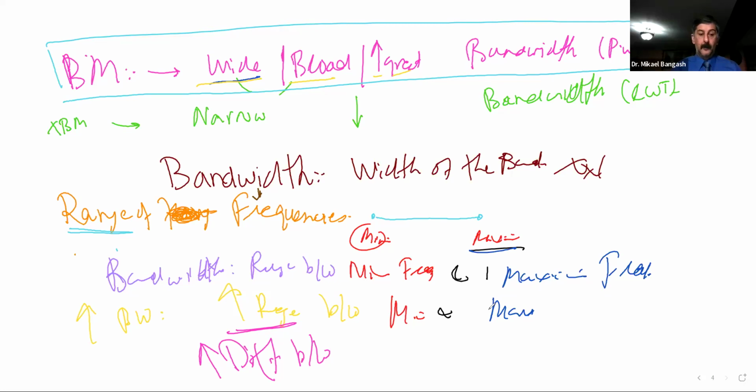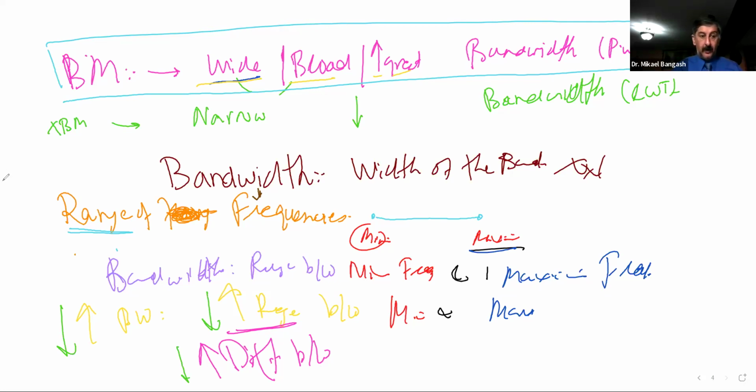Whereas on the other hand, what would be a narrow range or a narrow bandwidth? That's mainly going to be if you have a lesser range between the minimum and maximum frequency, or a lesser difference between the two.